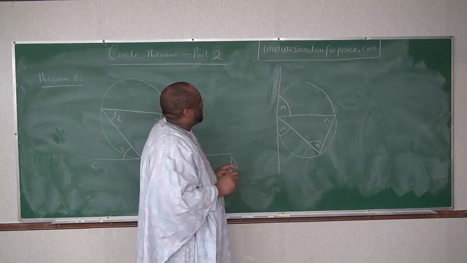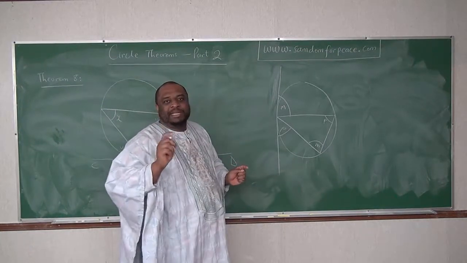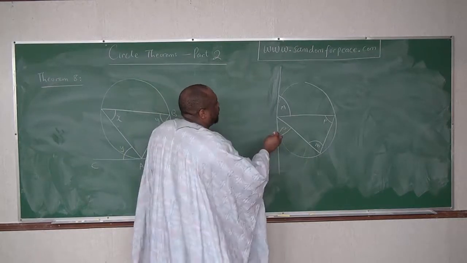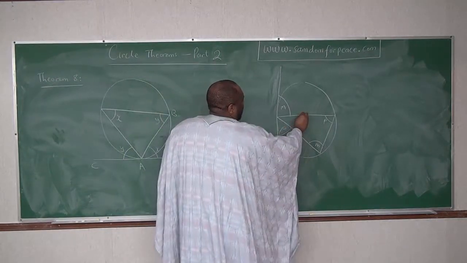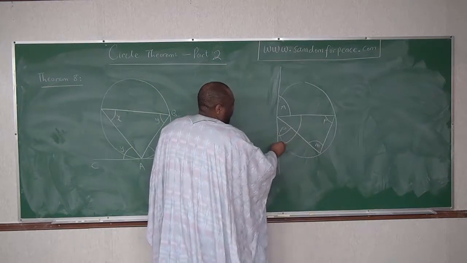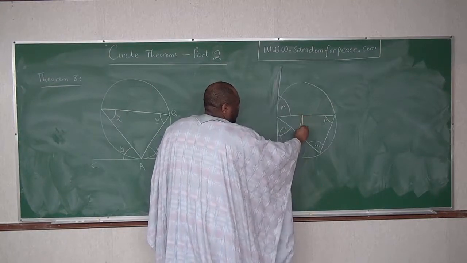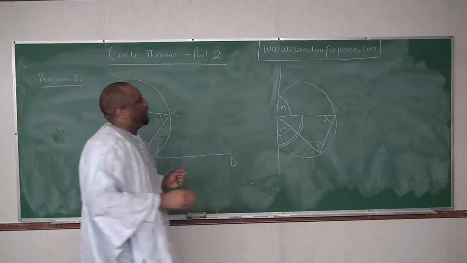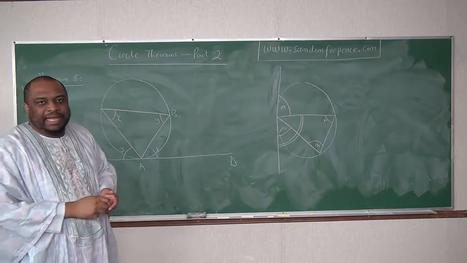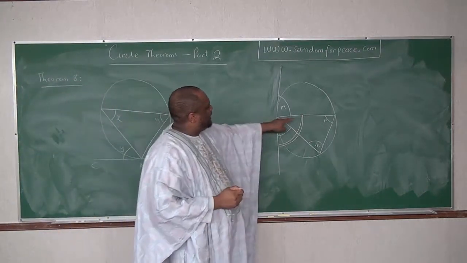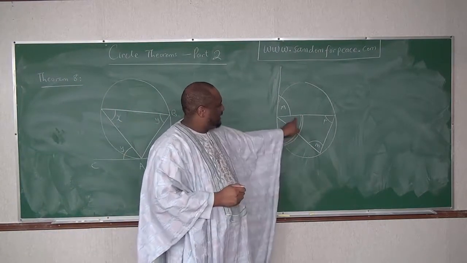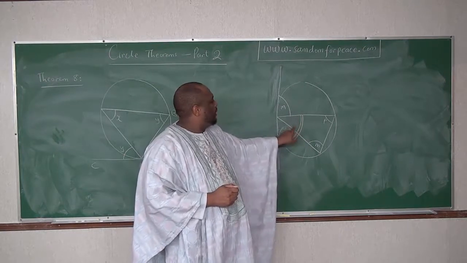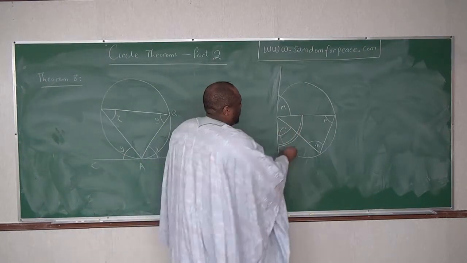Now, what if somebody asks me, hey, Mr. C, what if you're considering this angle here? Let me use double lines. What if you're considering this angle here, the angle between this tangent and this chord? Let me call this angle K.